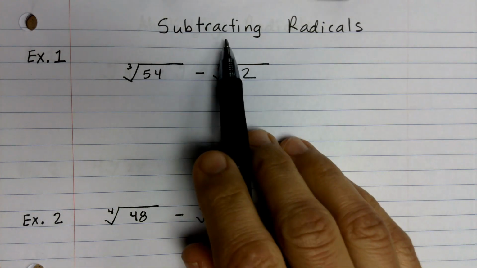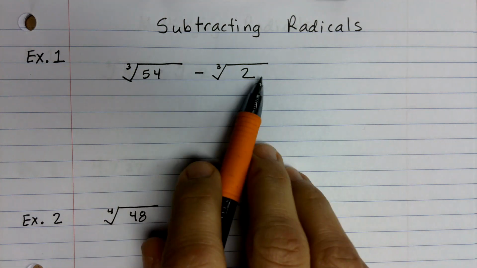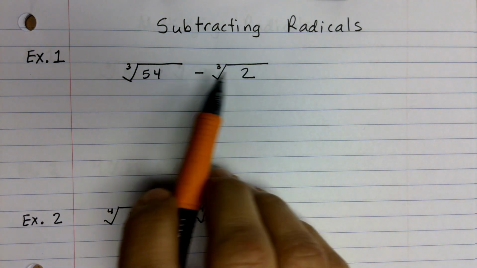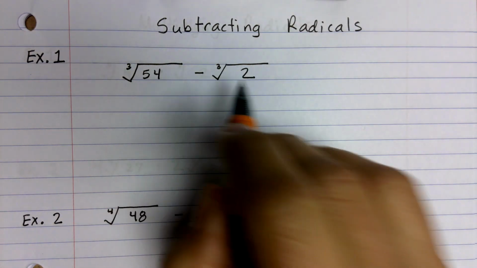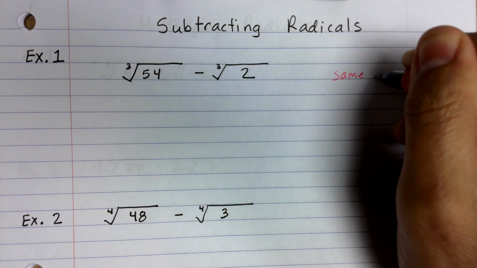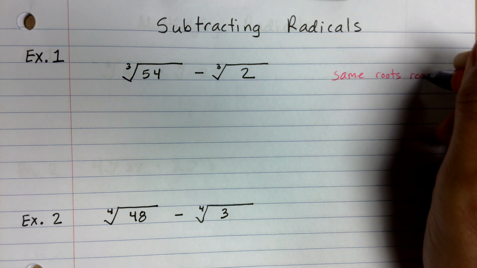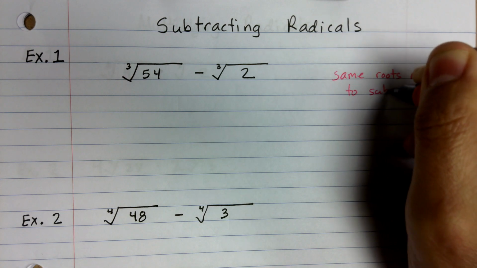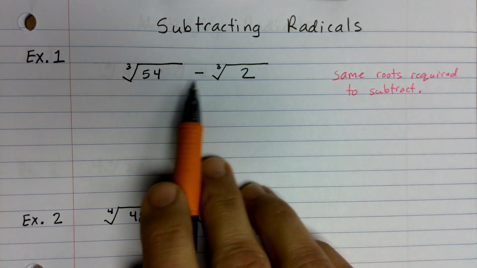In this video, we're going to be subtracting radicals, and just to note, as always, that in order to subtract these radicals from each other, we have to have the same root. So the root has to be the same, the index must be the same, the radicand must be the same. So I'm just going to put on here, same roots required to subtract.